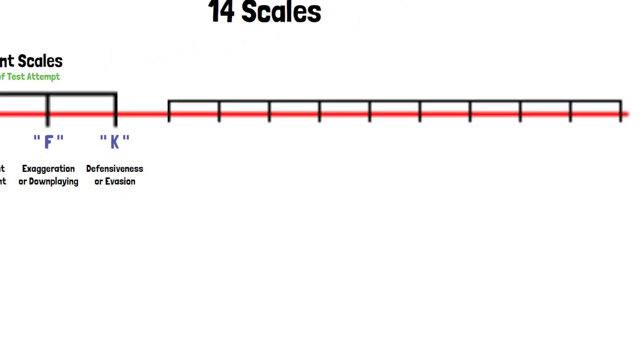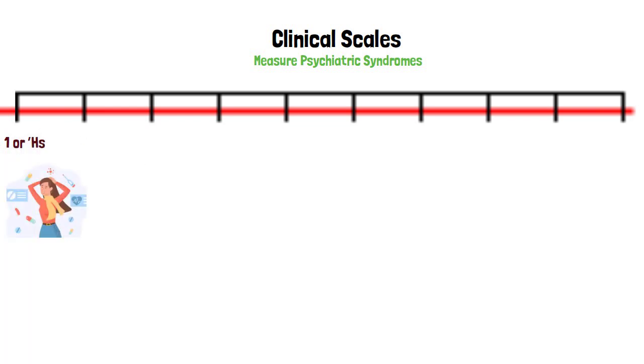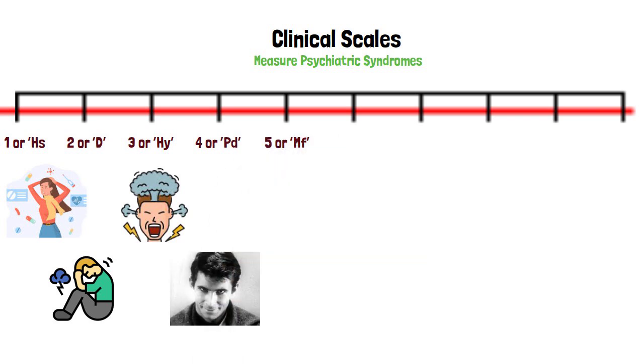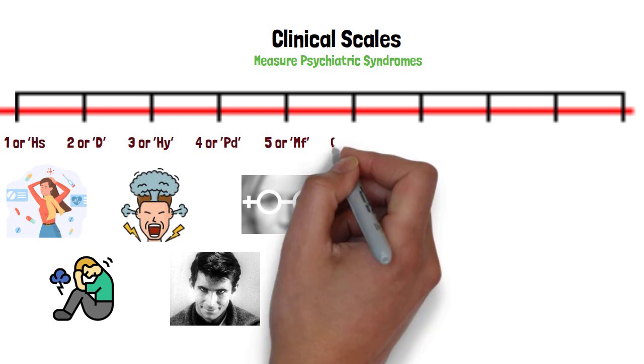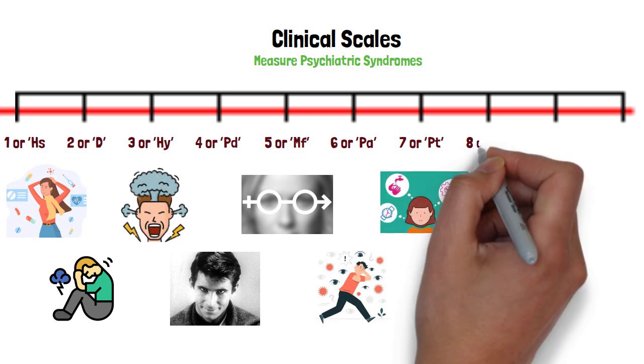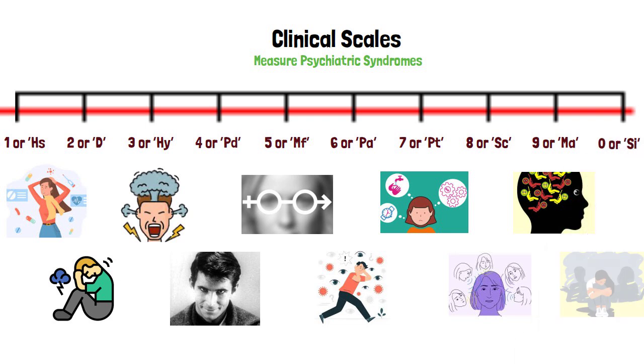The 10 remaining scales, known as clinical scales, are designed to measure for the presence of psychiatric syndromes, including 1 or HS for hypochondriasis, 2 or D for depression, 3 or HY for hysteria, 4 or PD for psychopathic deviate, 5 or MF for the continuum of masculinity-femininity, 6 or PA for paranoia, 7 or PT for psychasthenia or obsessive-compulsive tendency, 8 or SC for schizophrenia, 9 or MA for mania, 0 or SI for social introversion.